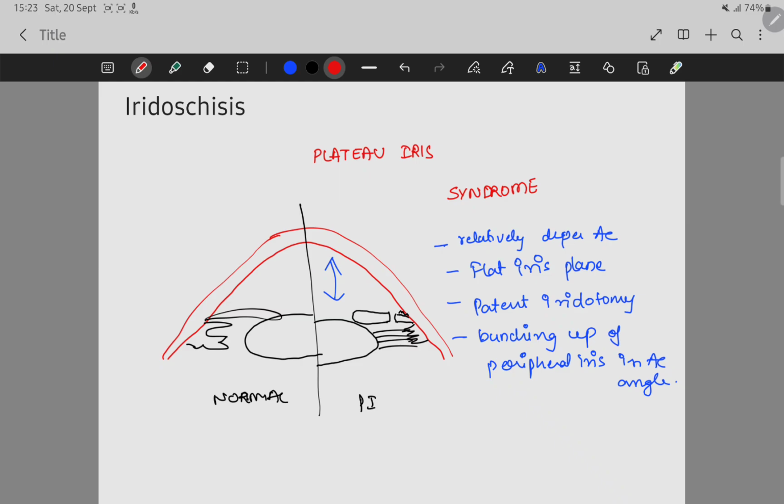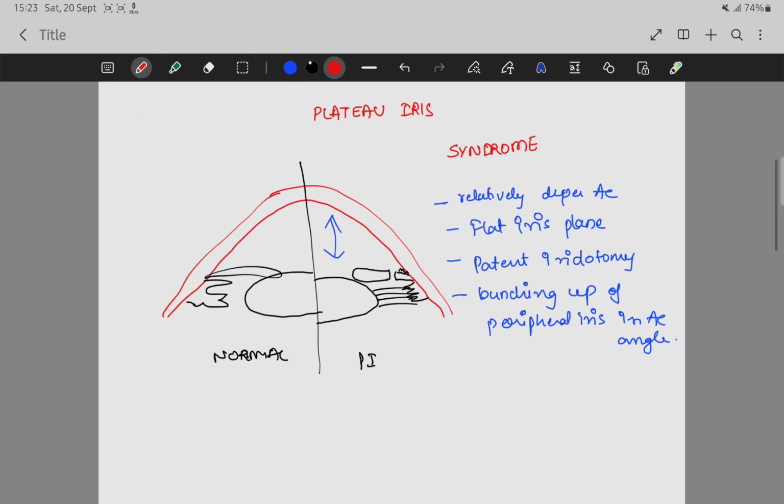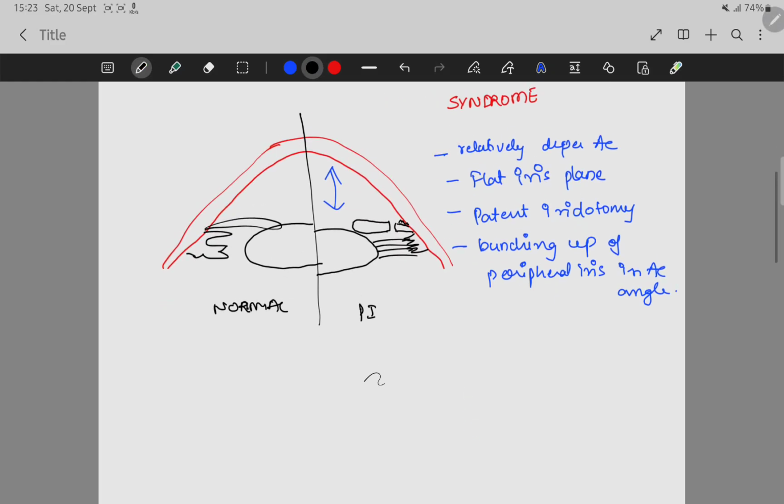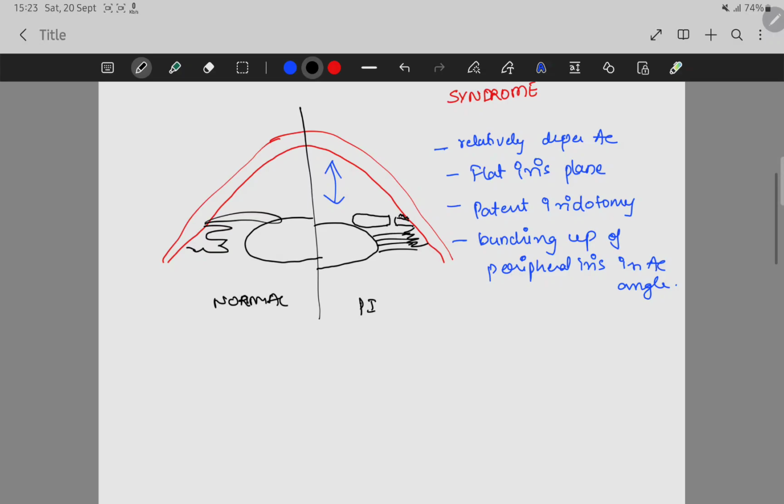Now why does this happen? So the peripheral iris is anteriorly displaced. So as the pupil dilates, it bunches up and it closes the angle despite having a patent PI. Right? So this is based on how the iris is inserting in a person's eye.